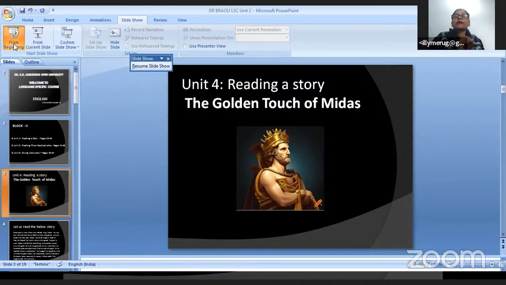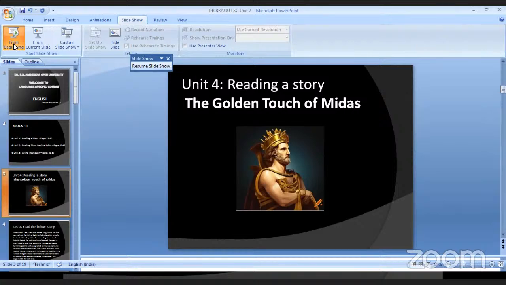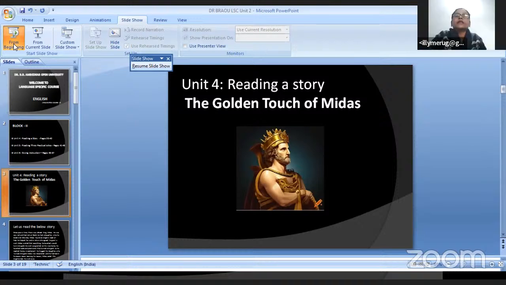Okay, so anybody read the story of the golden touch of Midas? No, ma'am. No, right? So golden touch of Midas, let me just take you through this story. Let us read this story. Once upon a time, there was a Greek king. Listen carefully, okay? I'll be asking you some questions about this. Once upon a time, there was a Greek king, Midas. He was very rich and had lots of gold. He had a daughter who he loved a lot.